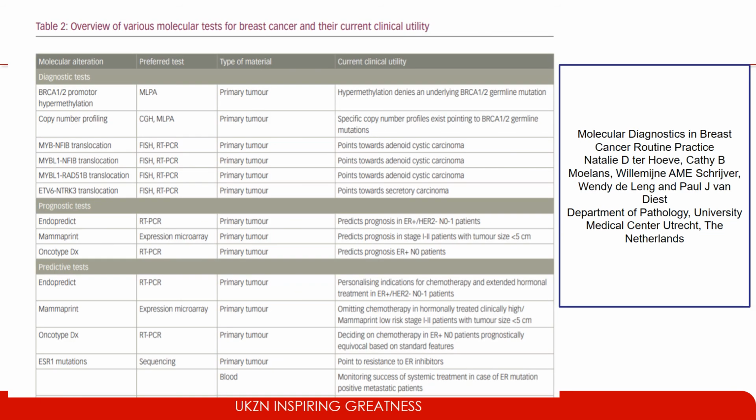So this table provides an overview of the various molecular tests for breast cancer and their current clinical utility. This paper was published by a group from the Netherlands. We would see that using real-time PCR, you were able to detect primary tumors. Also using fluorescence in situ hybridization, you were also able to detect adenoid cystic carcinoma.